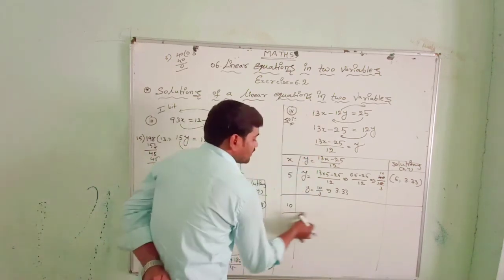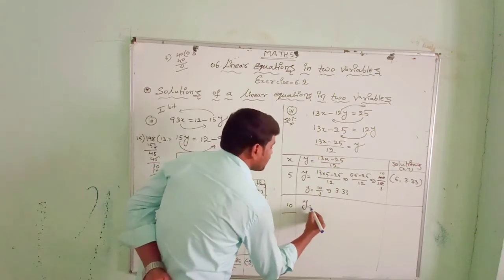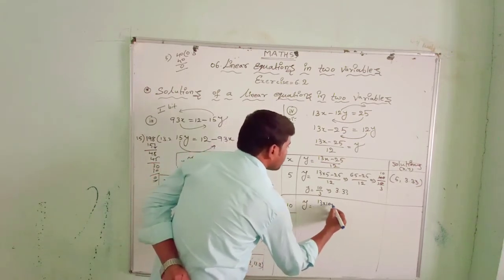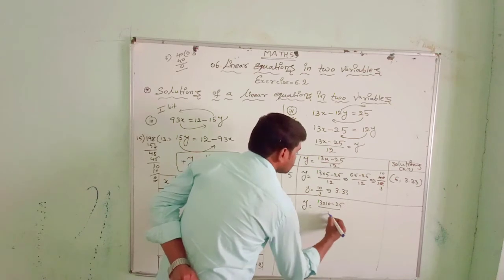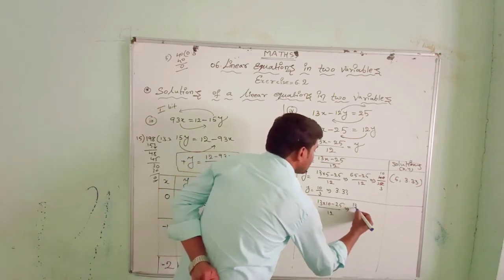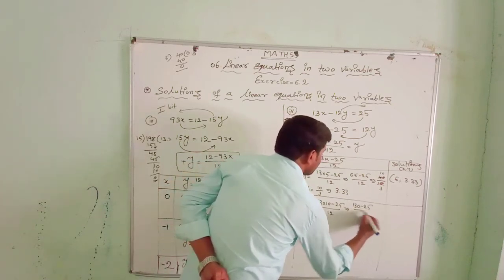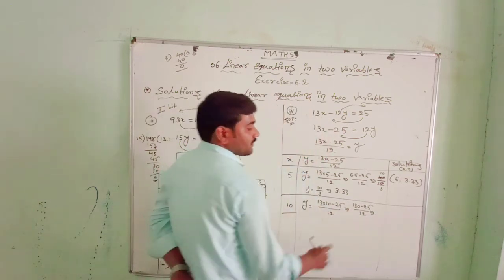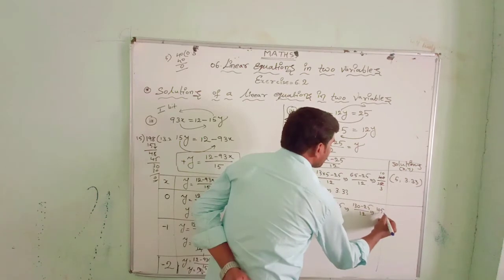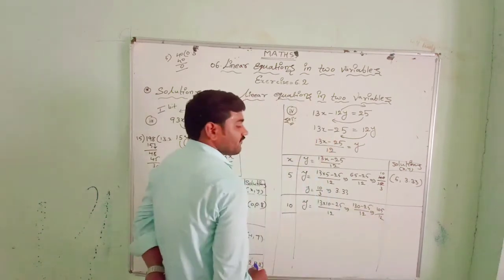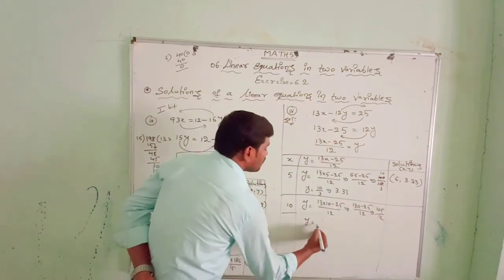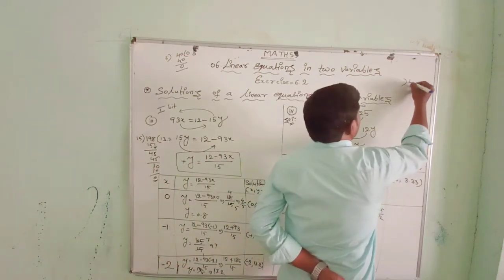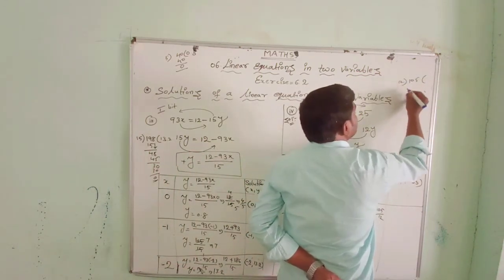Now next, suppose if you use 10, what happens? Let us see. In the place of x, if you use 10, y equal to 13 into 10 minus 25 by 12. 13 tens are 130, 130 minus 25 by 12. Here what you will get? 105 by 12. Then y equal to 105 by 12.